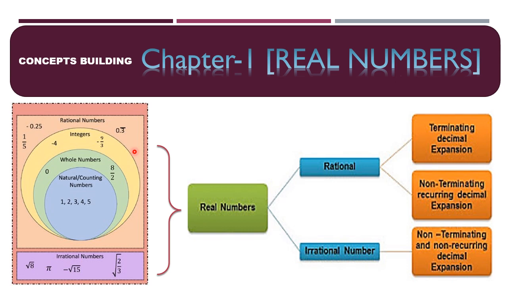As you know, decimal expansion of real numbers basically are of two types, that is terminating and non-terminating. And in non-terminating also we have two different types, that is recurring decimal expansion and non-recurring decimal expansion. So if the decimal expansion of any real number is terminating or non-terminating recurring, then it is a rational number, and if the decimal expansion of any real number is non-terminating and non-recurring, then it is said to be an irrational number. I hope this is clear to you.